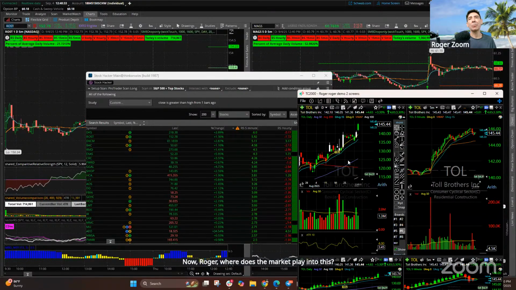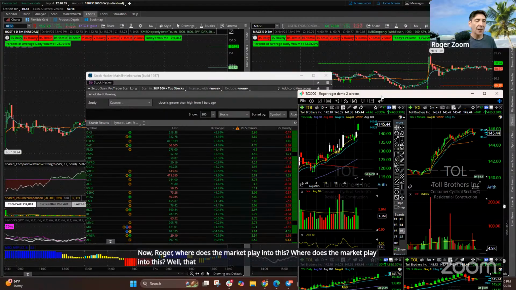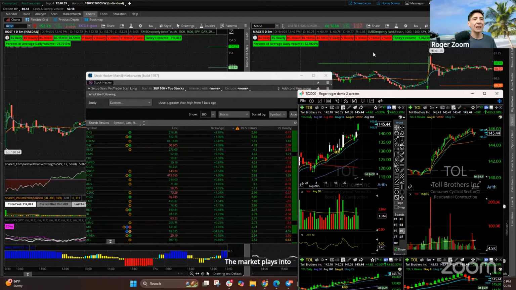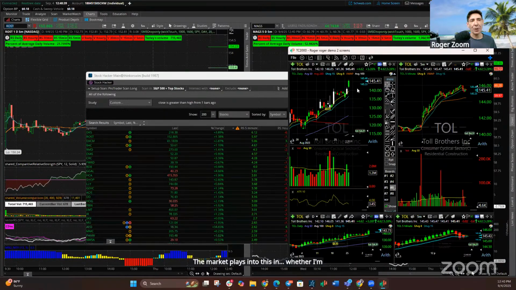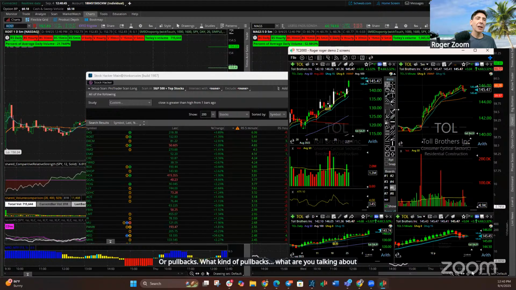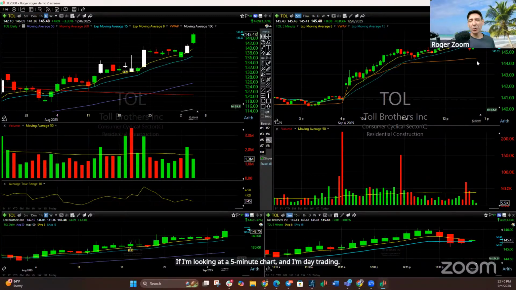Where does the market play into this? Well, that's a good question. The market plays into this in whether I'm going to look for entry on breakouts or pullbacks. What kind of pullbacks? Okay. If I'm looking at a 5-minute chart and I'm day trading, and this usually happens during the day, I'm going to want to pull back to the VWAP before looking for an entry.